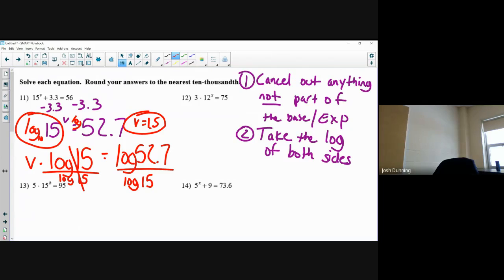12. So like our steps say, we've got to cancel anything that is not part of the base and exponent. That 3 is not getting that x power, so I've got to divide by 3. 75 divided by 3 is 25. And again, if we want that x to come out to the front, we take the log of both sides. That pops the x out to the front. So x log of 12 equals log of 25.